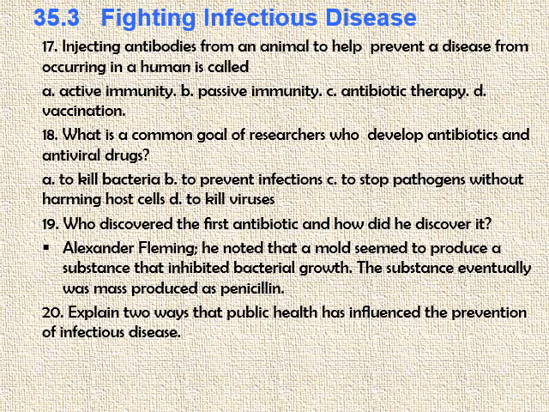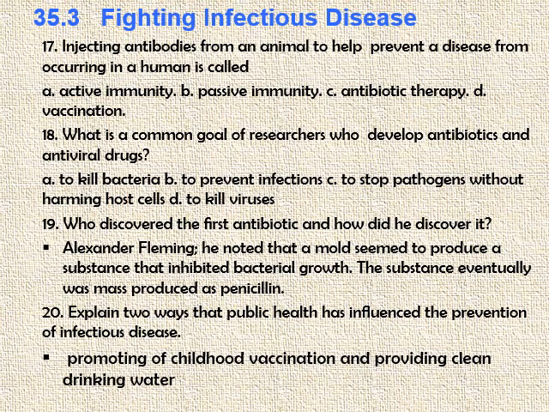And question number 20. Explain 2 ways that public health has influenced the prevention of infectious disease. Correct answer: promoting childhood vaccination and providing clean drinking water.